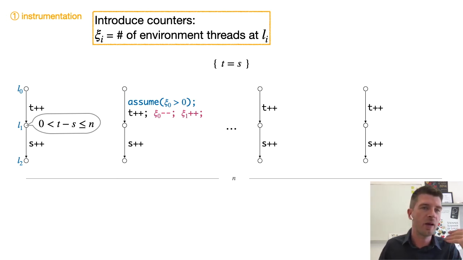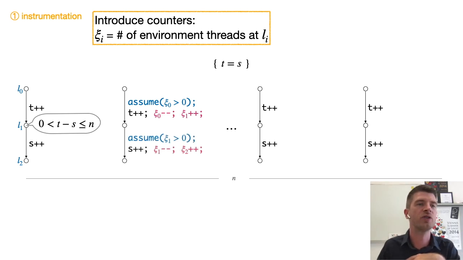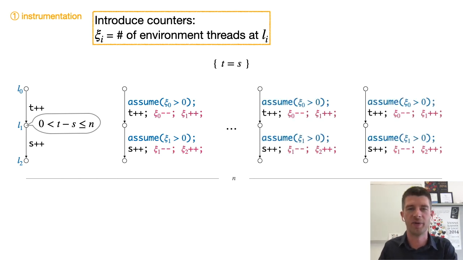Then we do a similar thing for the second transition here. We assume that there is at least one thread in location 1. We execute the original statement S++, and then again, we adjust counters because one thread just switched from location 1 to location 2. And we continue this instrumentation identically for all of the remaining environment threads.